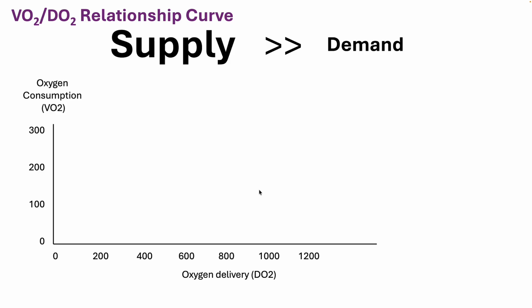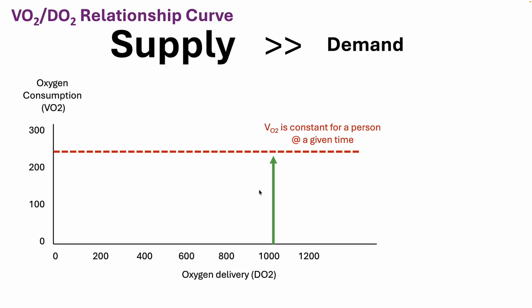So let's look at the VO2-DO2 relationship curve. On this, we have got oxygen delivery on the x-axis and oxygen consumption on the y-axis. Normally the delivery is around 1000 and your VO2 is around 250. VO2 can be different from different person because VO2 is your metabolic rate. However, in a given small period of time, VO2 would be usually constant, but certainly it will change if you get new pathologies, new fevers, more vigorous activity, etc.